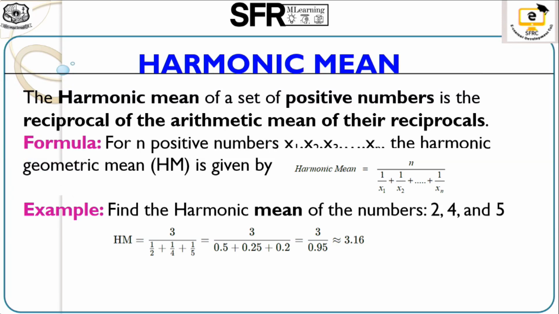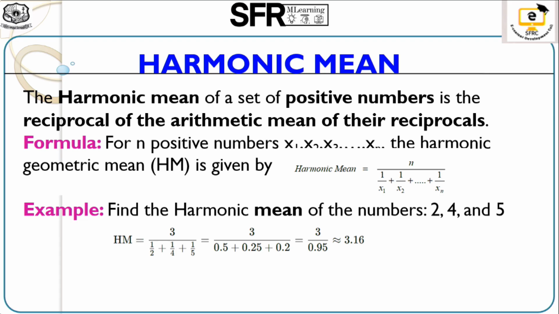Next one is the harmonic mean. The harmonic mean of a set of positive numbers is the reciprocal of the arithmetic mean of their reciprocals. The arithmetic mean is summation of xi divided by n, that is x1 plus x2 plus etc., xn divided by n. So, the reciprocal of the arithmetic mean of the reciprocals means 1 divided by x1 plus 1 divided by x2 plus etc., plus 1 divided by xn, all divided by n. Therefore, the harmonic mean is n divided by (1 divided by x1 plus 1 divided by x2 plus etc., plus 1 divided by xn).